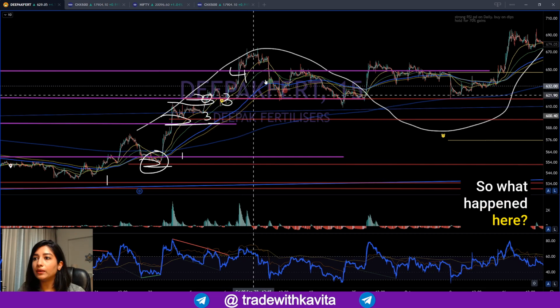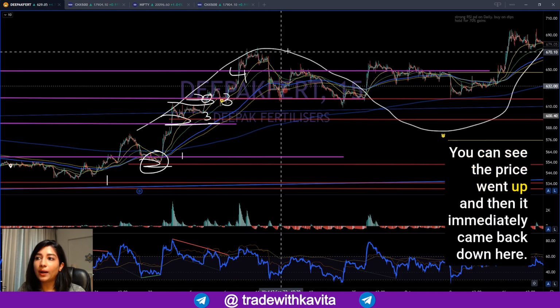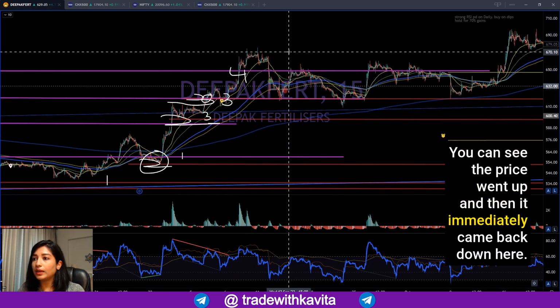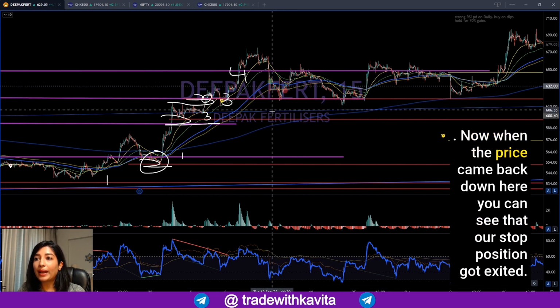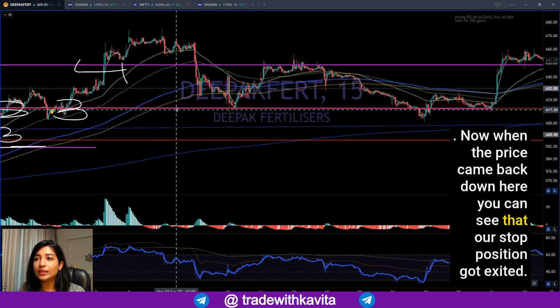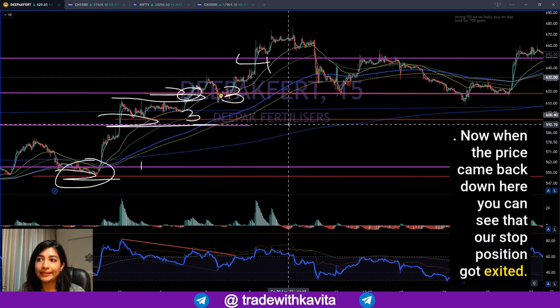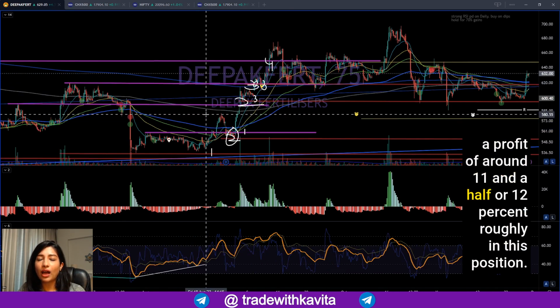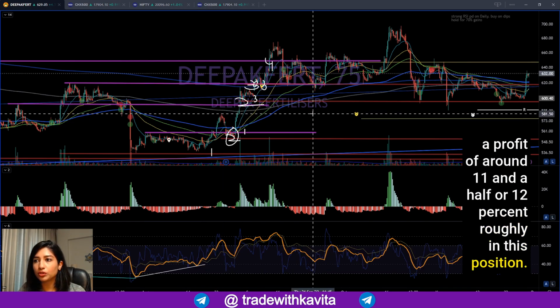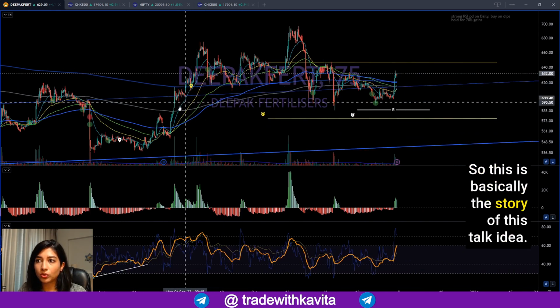So what happened here? You can see the price went up and then it immediately came back down here. Now when the price came back down here, you can see that our stop position got exited. Ultimately what happened, in a matter of around 28 days or 1 month, we booked a profit of around 11.5 or 12% roughly in this position. So this is basically the story of the stock idea.